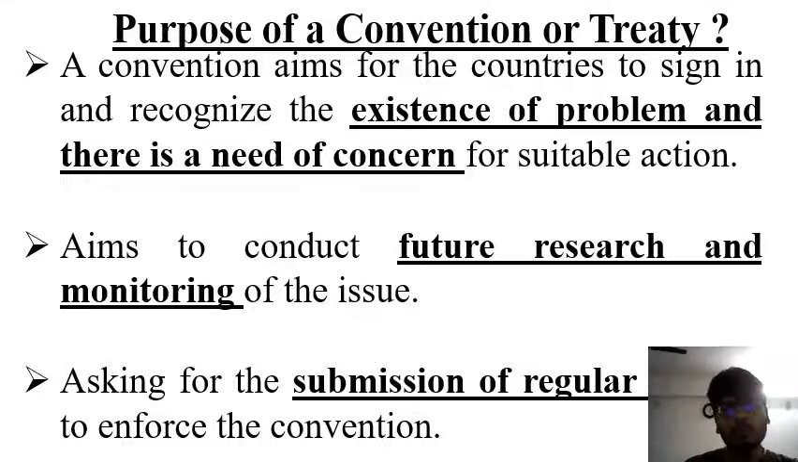So basically these conventions are organized, or these treaties are signed between countries when they come to a common place and say that, okay, there is an existence of a problem in their particular country and there is a need of concern for suitable action. Okay, so this was the first. Second, it aims to conduct future research and monitoring of the issue. The aim is that there should be research and development to solve that particular problem that is happening in that country, or in the particular region.